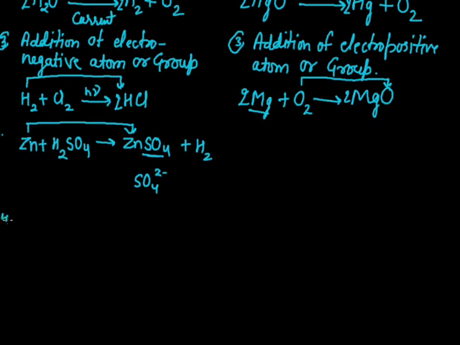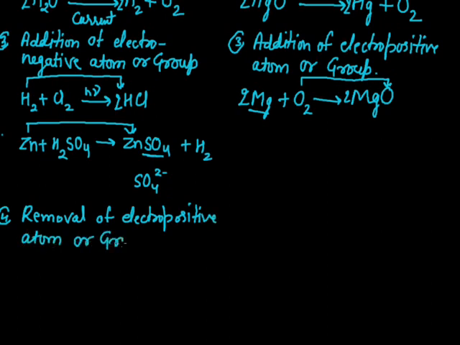Now the fourth point: removal of an electropositive atom or group is known as oxidation. Here we discussed that addition of an electropositive atom is known as reduction, and removal of an electropositive atom or group is known as oxidation. Now we can take another example, NaCl.